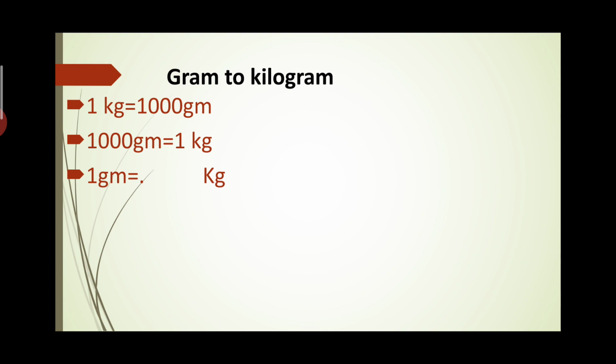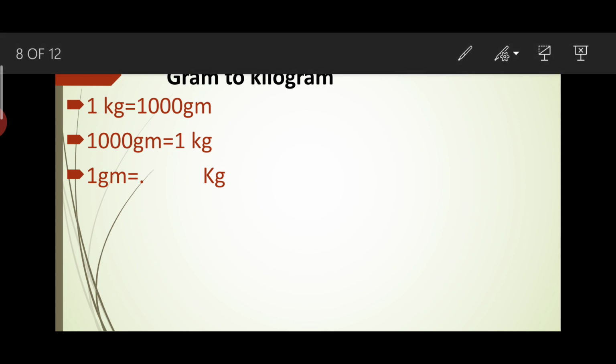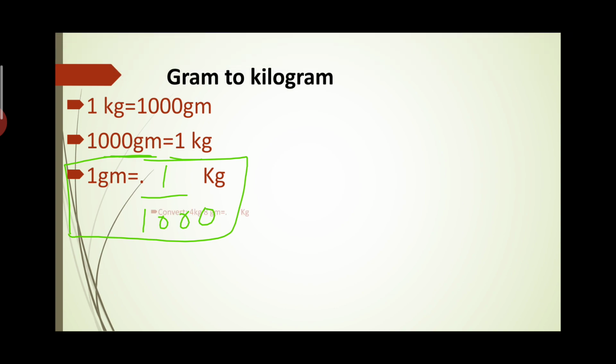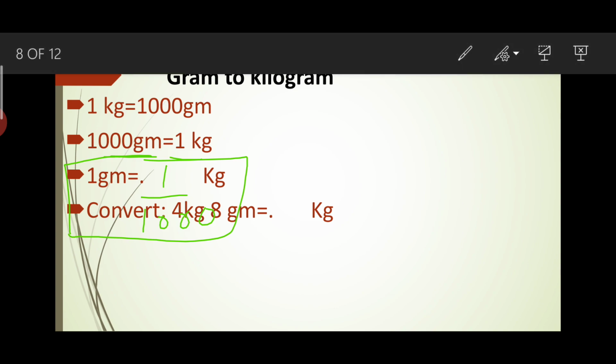Now moving on, next topic is you have to convert gram to kilogram. As you know that 1 kilogram is equal to 1000 gram. We can write it the other way around, 1000 gram is equal to 1 kilogram. Now you have to find the value of 1 gram. Applying the unitary method, if the value of 1000 gram is 1 kg, then what will be the value of 1 gram? 1/1000 kg. This you have to place in a box in your notebook. Now moving on, the question is, now you have to convert 4 kg 8 gram into kilogram. 4 kg 8 gram into kilogram. Let us see here.